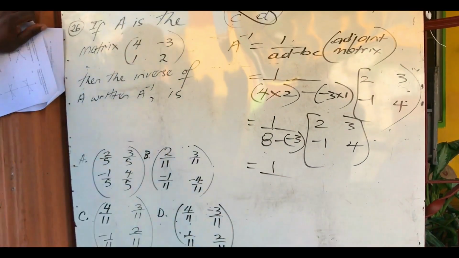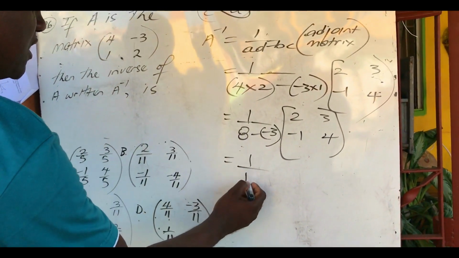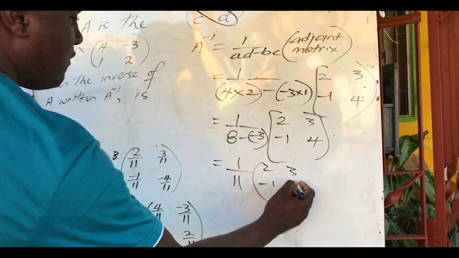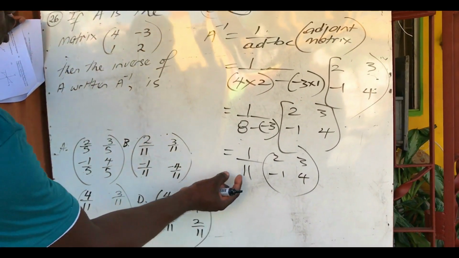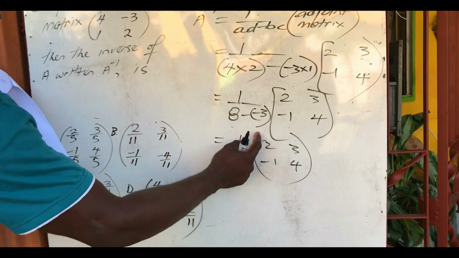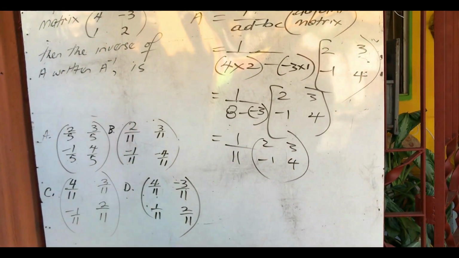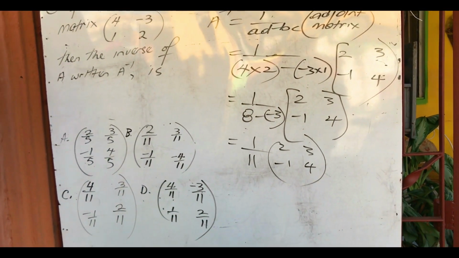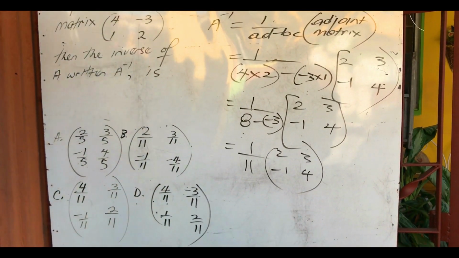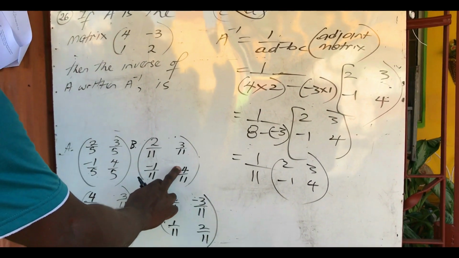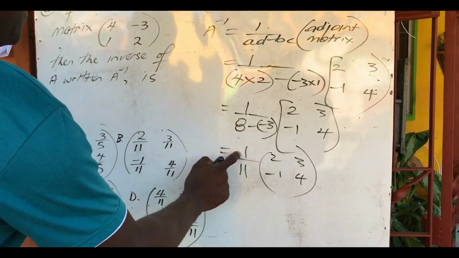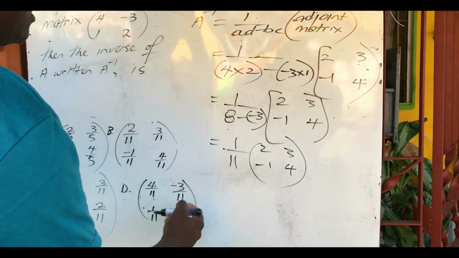So what we actually get here is 1 over 8 plus 3 is 11, because what we do right here is to add. So we have 2, 3, -1, 4. And then now what we have is 1 over 11, which now becomes a scalar to be multiplied to the matrix. Now whenever we are multiplying a scalar to a matrix, what we would simply do is to just multiply that scalar quantity times each element in the matrix.